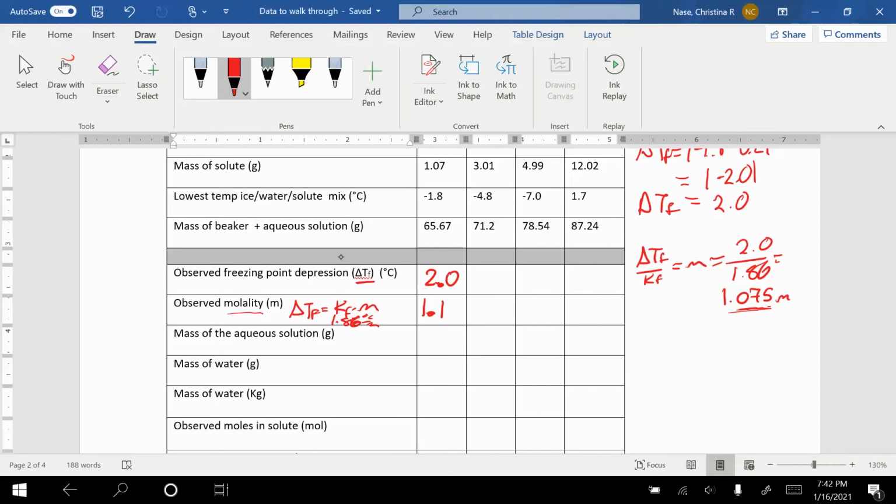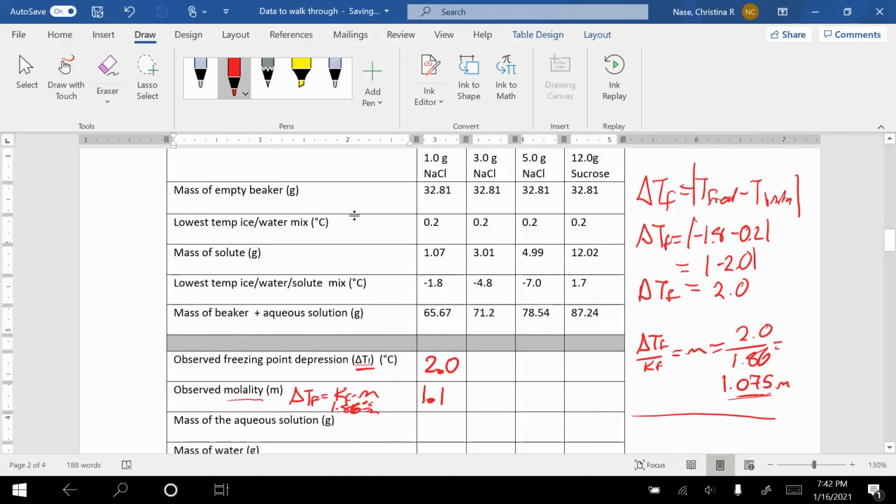Mass of aqueous solution. Okay, so what kind of data do I have up here? I have the mass of the beaker plus the aqueous solution, and then I have the mass of the empty beaker. So I'm going to use these 2 pieces of data to just subtract them. So this is the mass of the beaker plus the aqueous solution. If I subtract out the mass of the empty beaker, I should end up with the solution.